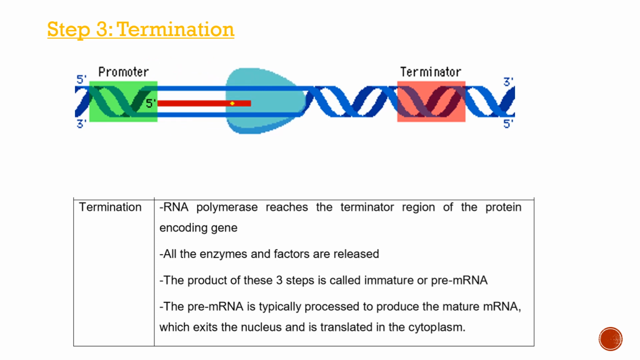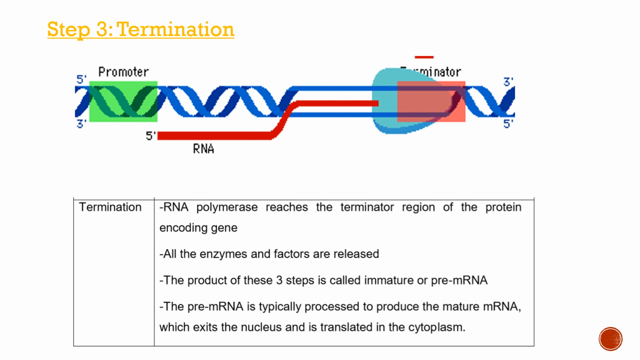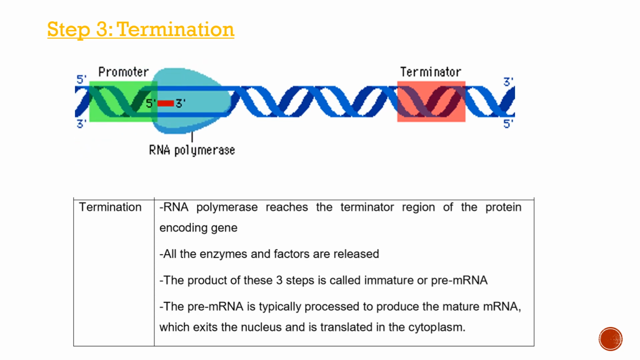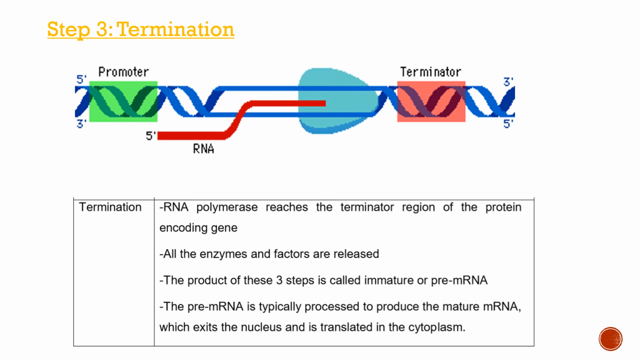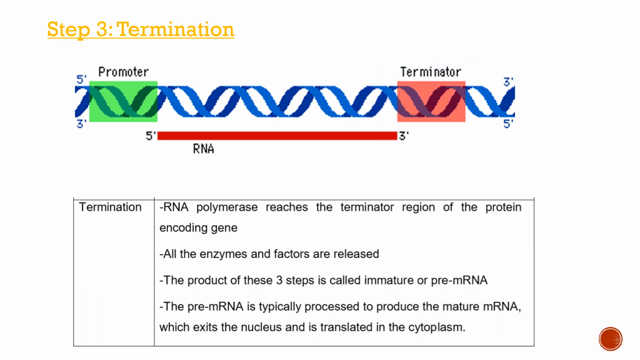And the pre-mRNA is processed to produce the mature mRNA, which exits the nucleus and is translated in the cytoplasm. When the RNA polymerase is done reading the gene in the DNA, it leaves. The separated DNA strands reconnect and are ready to be read again when necessary. And then your mRNA moves out of the nucleus and finds a ribosome in the process called translation.